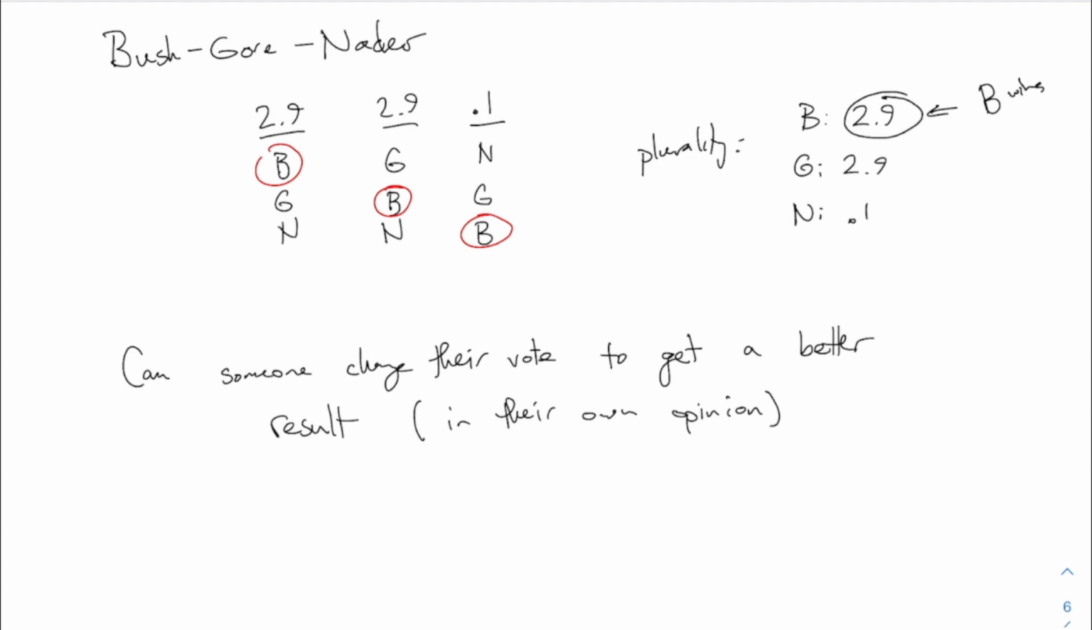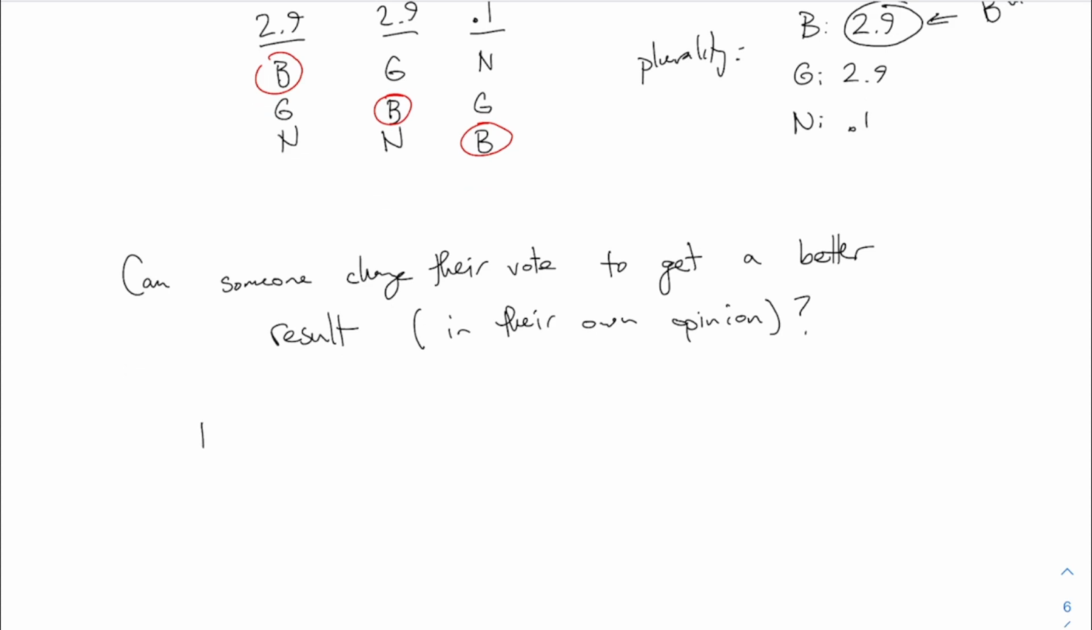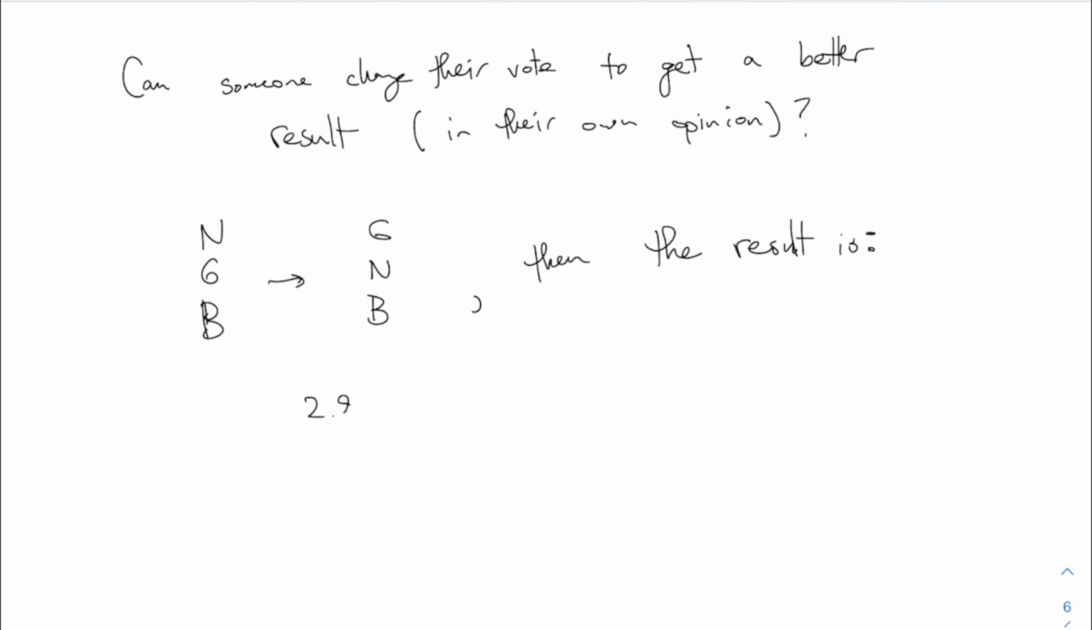So, can someone change their vote to get a better result in their own opinion? Yes, the answer is yes. In this case, the Nader, Gore, Bush voters can change to Gore, Nader, Bush. All right? Then the result is, well, we would redo the plurality with that change. So now it says 2.9 million say Bush, Gore, Nader, 2.9 say Gore, Bush, Nader, and the 0.1 say now Gore, Nader, Bush.